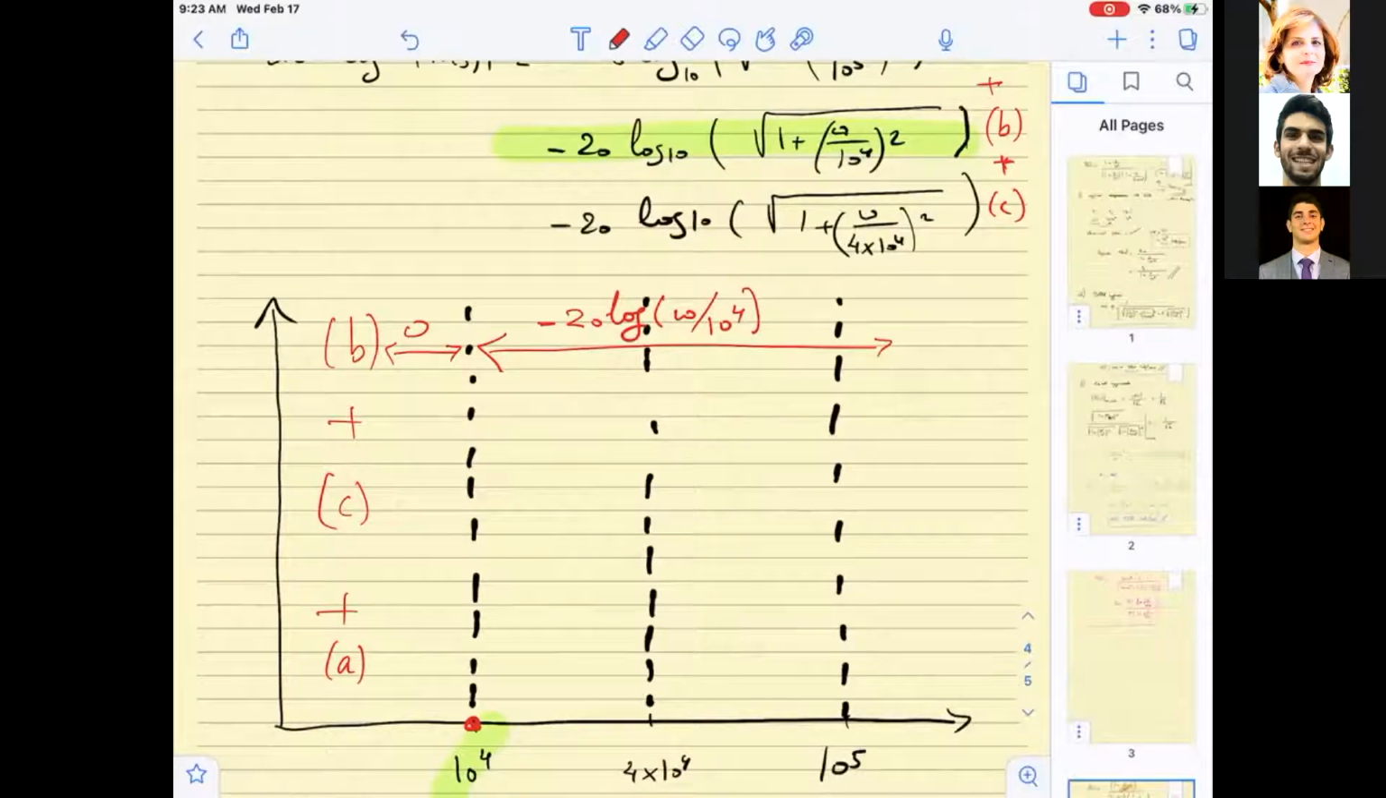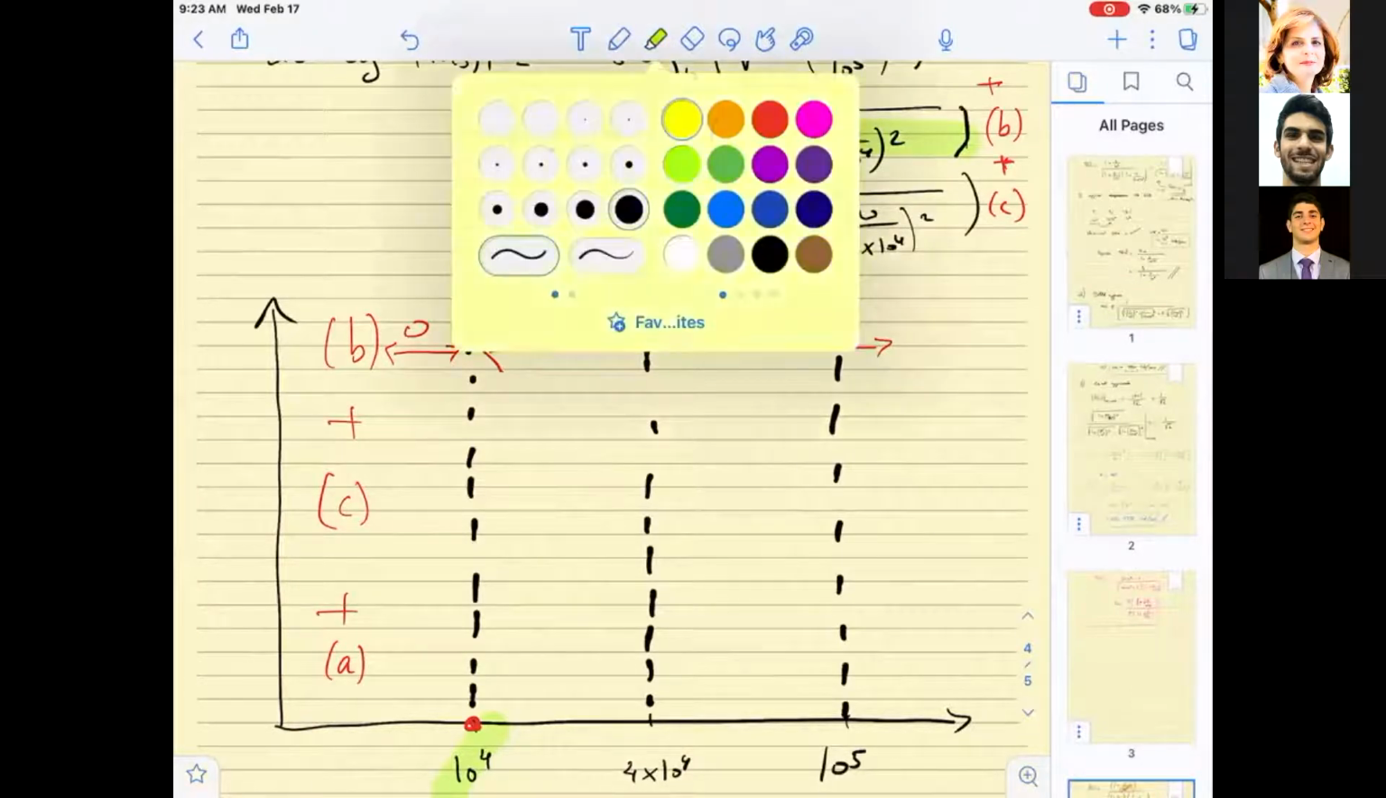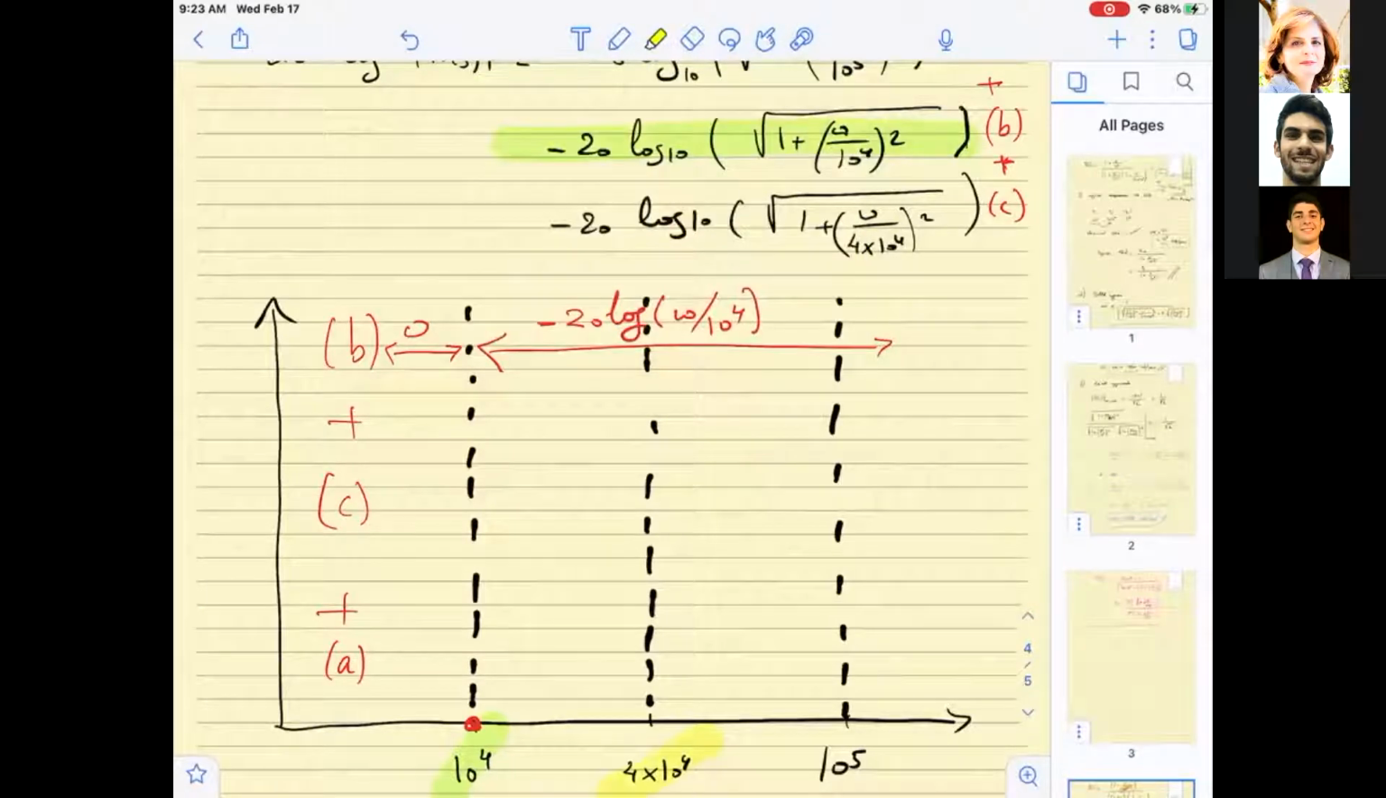Now, if we look at the second term in yellow, that corresponds to the pole at 10 to the 4. If we study it alone, which is term C, we have learned before that its contribution is 0 until I hit the pole, and after that it's going to contribute to the magnitude by minus 20 log of omega over 4 times 10 to the 4. Okay, over 4 times 10 to the 4.